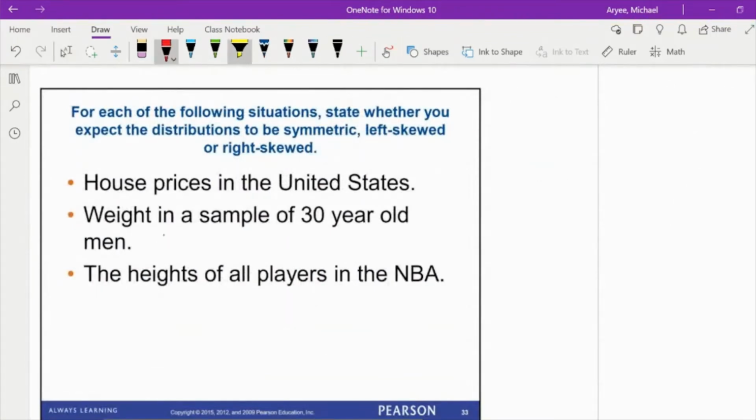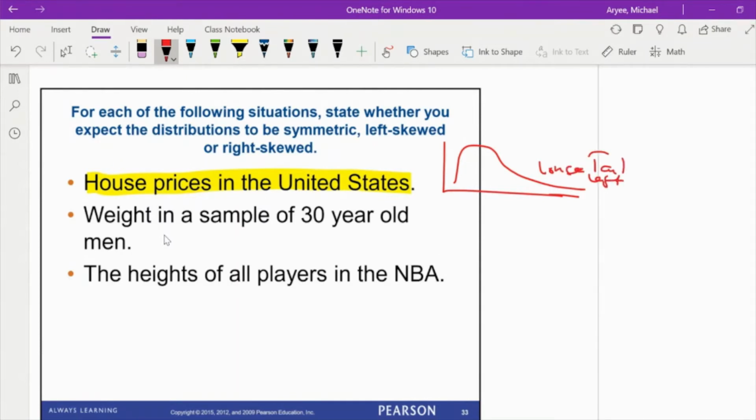I think I've made mention of these already. House prices in the U.S.: a lot of the houses may have low price, and you have very few. If the curve is coming down, it means very few, right? So the long tail on the left, that will be skewed to the left.